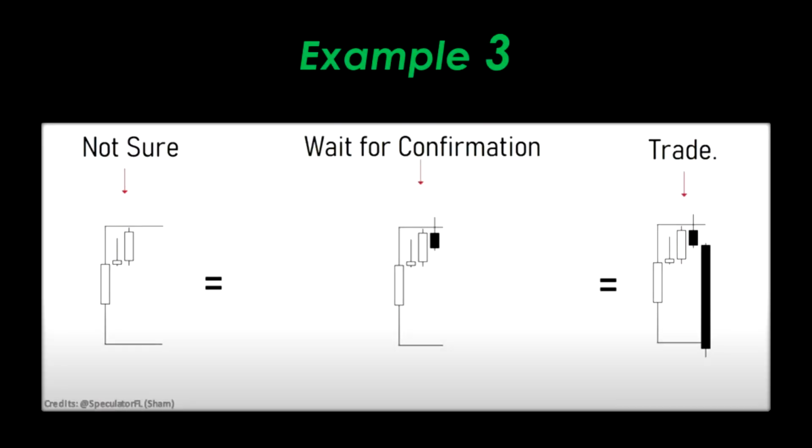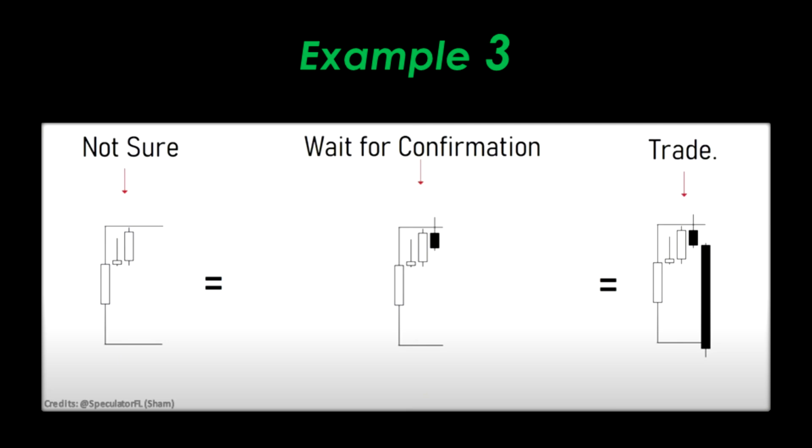Here's another example we've got. This candle right here, you're not sure whether it can be considered as a CRT correctly. So what you're going to do is wait for one side of the CRT to be purged, and then for the price to close inside the CRT. Once the second candle closes, you're going to trade the third candle and target the opposing end. It's basically as simple as that. There really is no rocket science behind it.